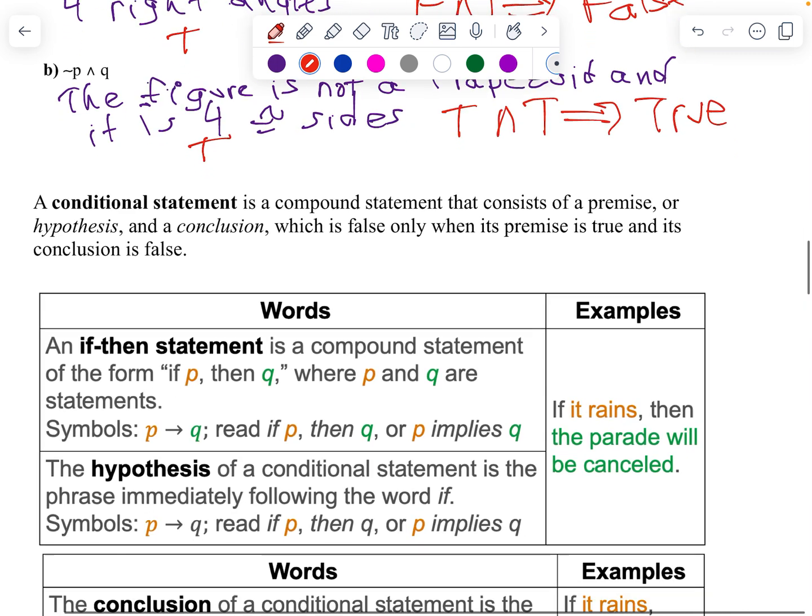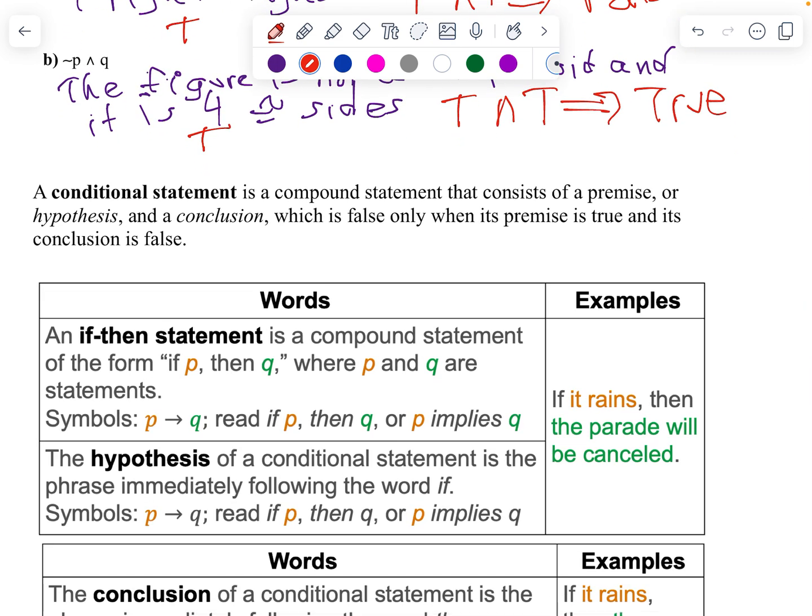Now, a conditional statement is anything I can write in an if-then form. So if P, then Q is how I would write it. When I use symbols, if-then means arrows. You can use the word implies also. It doesn't have to be in the order, but that's usually how we write it.